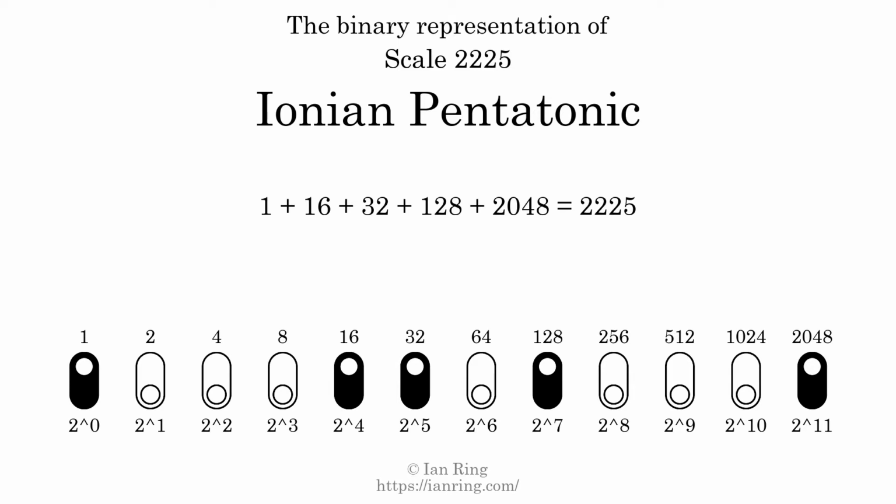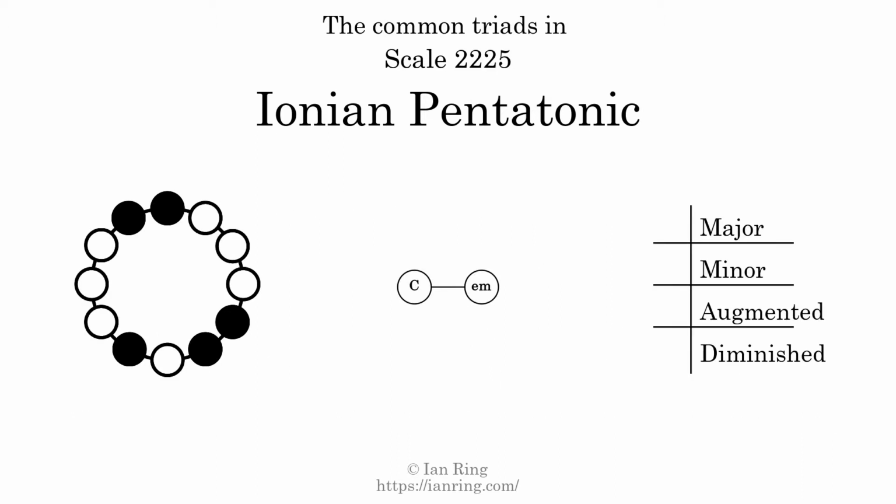2225. The scale number not only enumerates the scale with a unique index, but it also literally describes the tonal content of the scale. Represented as a binary number in base 2, the scale number is 100010110001. Here are the common triads present in this scale.